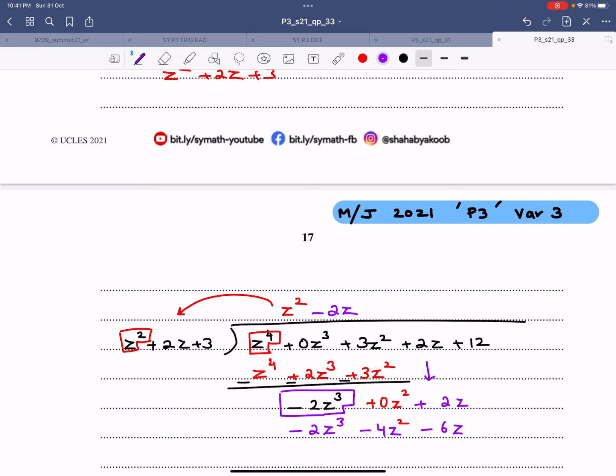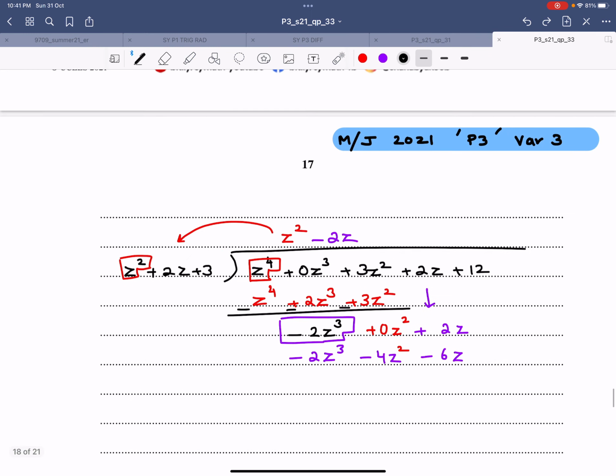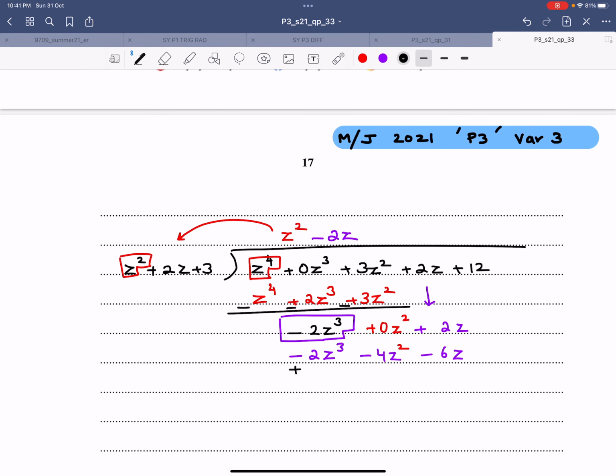Now let's double check. First of all, this z cube is giving me a 0. This negative 2z cube divided by z square is negative 2z. Negative 2z into 2z, that's negative 4z square. Perfect. Negative 2z into 3 is negative 6z. So it's perfectly fine. Again, repeat the same process. Change the sign. This becomes plus, this becomes plus, this becomes plus, and add it up. This cancels off. You are left with 4z square. You are left with 8z. And take the 12 down.